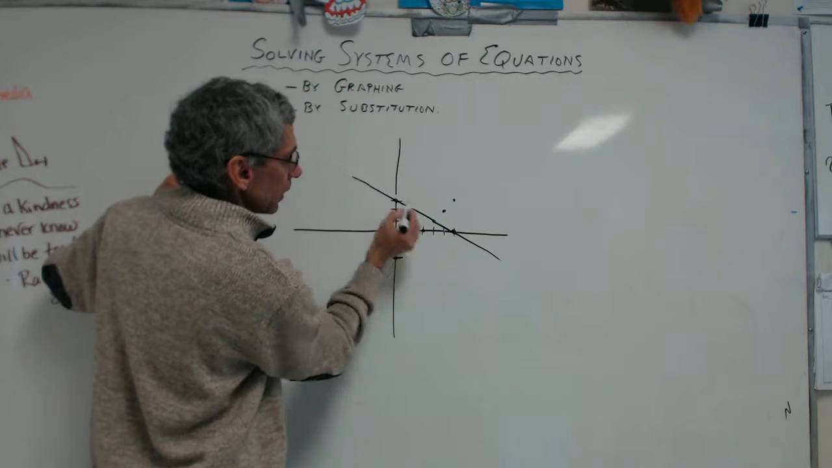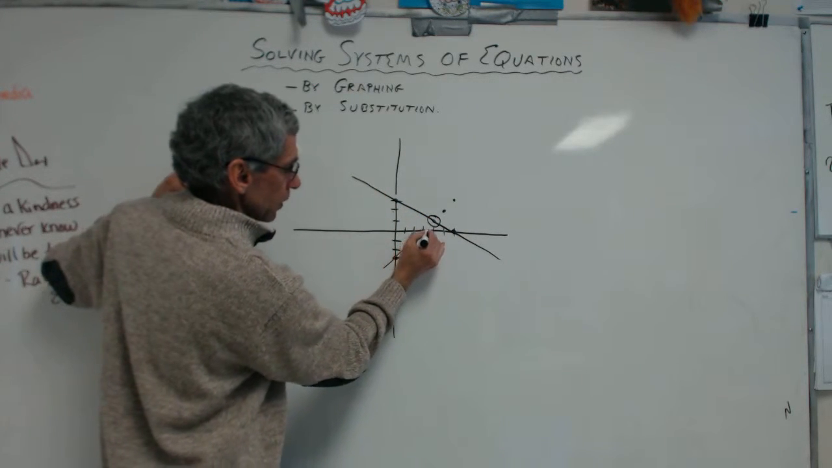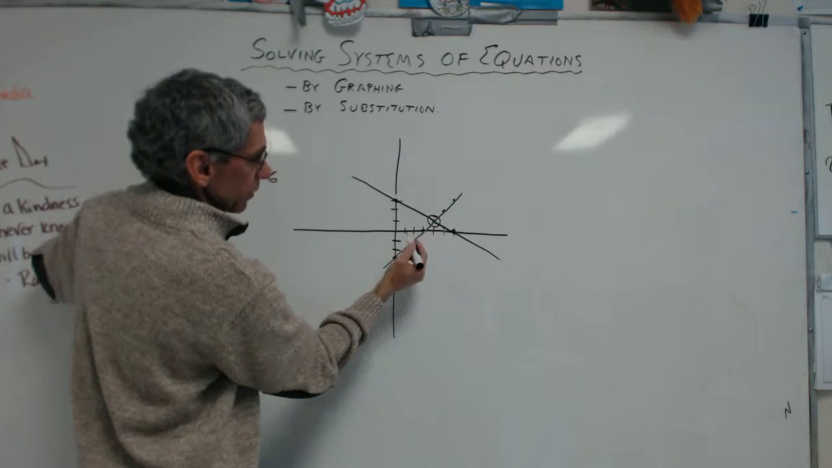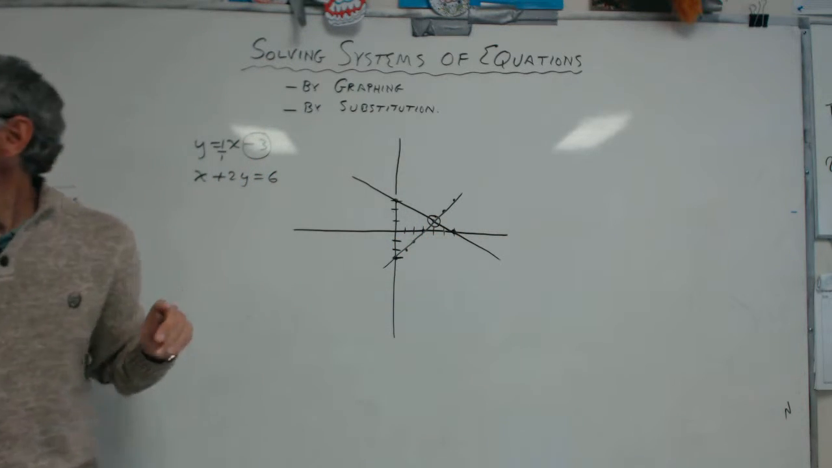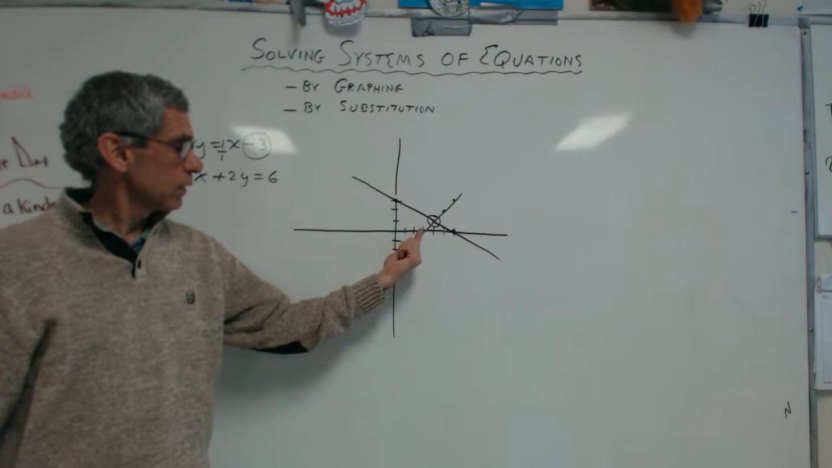It looks to me like this is the point. Doesn't that look to you like that's the point where they intersect? What is that point? The x is 1, 2, 3, 4.